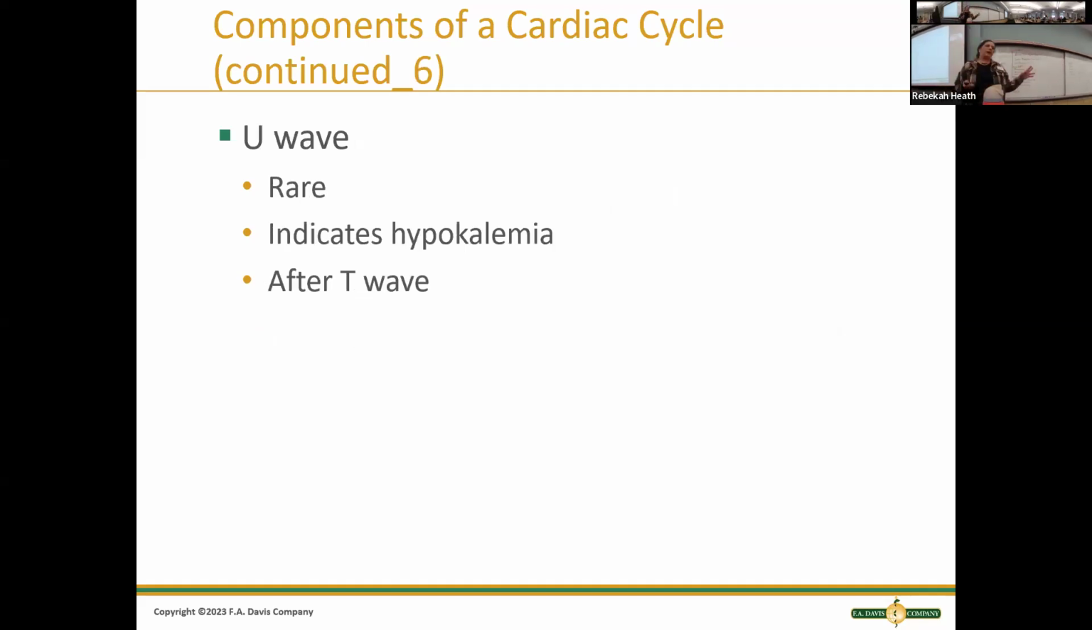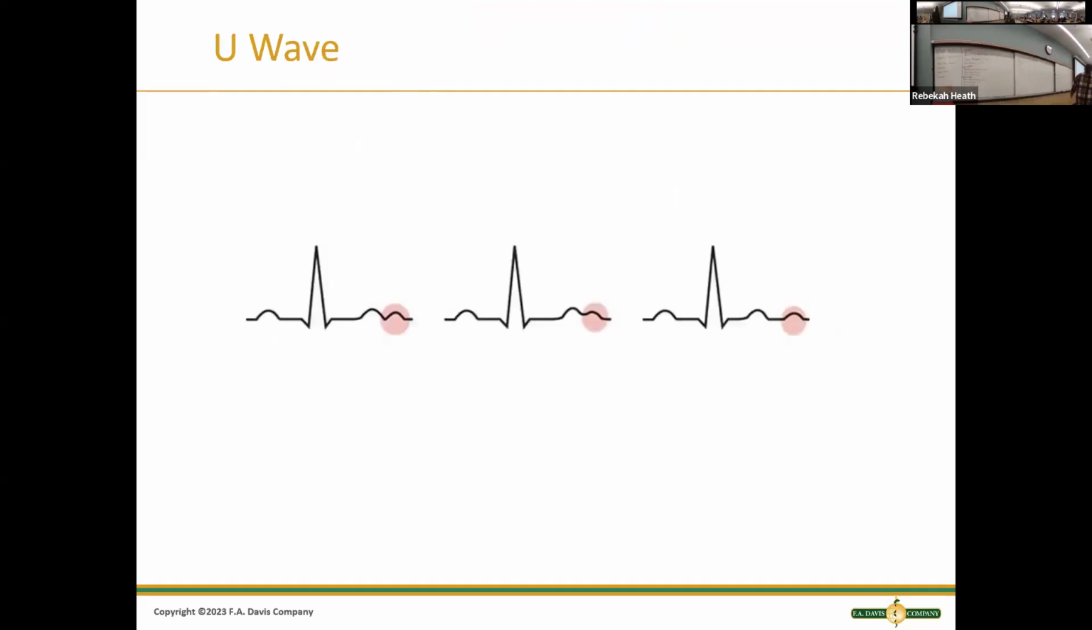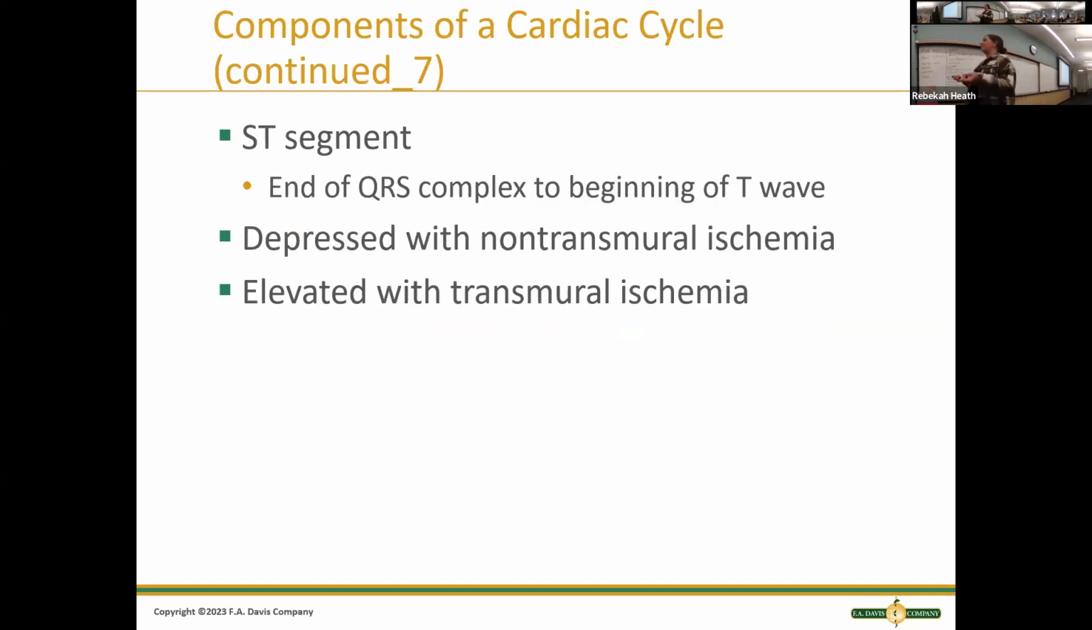Every once in a while, you could have what's called a U wave. I personally have never seen one. It usually happens with some potassium imbalances, like low potassium, and it looks kind of like this, where you have an extra little U wave on there. I'd love to see one. It's like seeing a narwhal or a unicorn. But maybe someday I'll get to see a U wave.